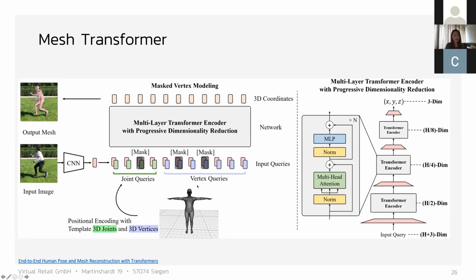They don't rely on any parameterized 3D mesh like SMPL. Basically, what they do is you take the input image, encode it with a CNN, and get a feature vector. You take a template mesh, which has joints and vertices. Then you encode the location of each joint with the same feature vector you get from the image. With this position encoding done, you pass it into the encoder. And what you get as output is the 3D location of each joint and each vertex of this template.